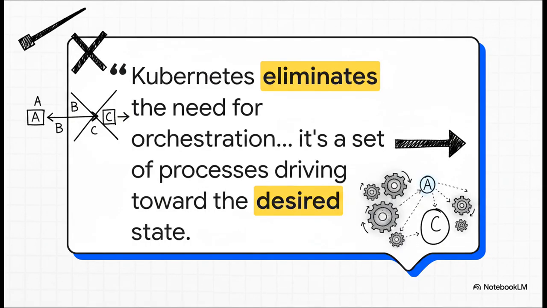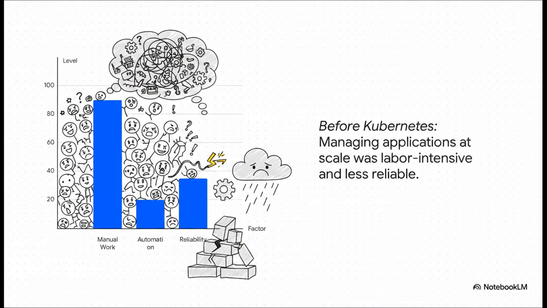And this brings us to a really crucial point. While that conductor analogy is super helpful, Kubernetes is actually even smarter. It pretty much eliminates the need for traditional step-by-step instructions. You don't have to tell it how to get from 4 containers to 5. You just tell it you want to be at 5, and its automated processes work tirelessly, 24/7, to make that happen. So what does all this mean in the real world?